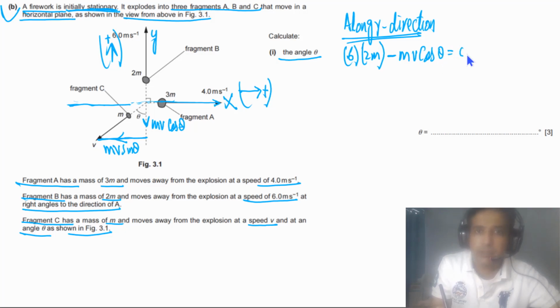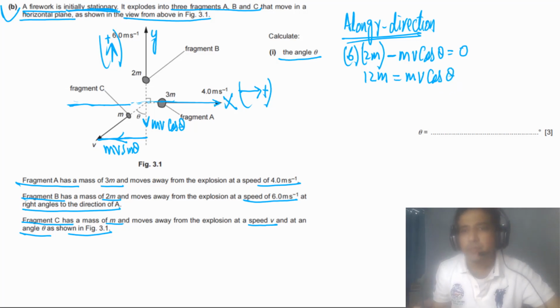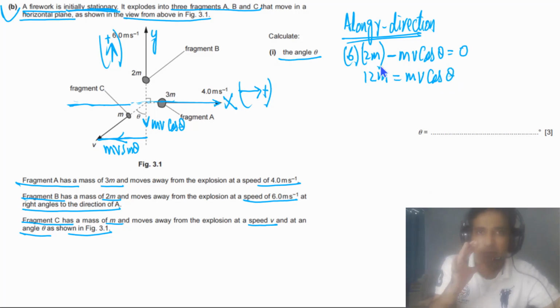So this one has to be equal to 0. From here we can simply say this is 12m, that is equal to mv cosine of theta. It's a basic question, you just need to be clear how to approach this type of problem. So m we can cancel with m, so we are left with v cosine of theta equal to 12. We can say this is equation 1.